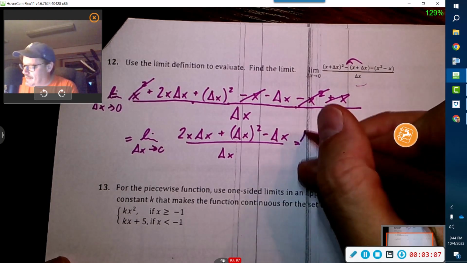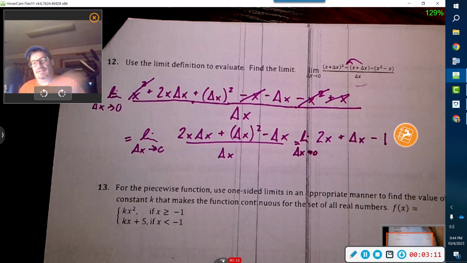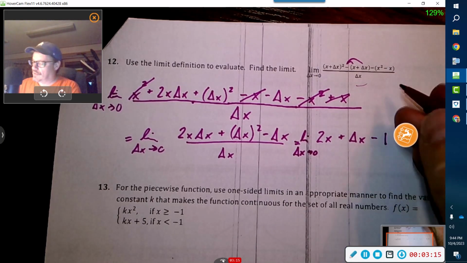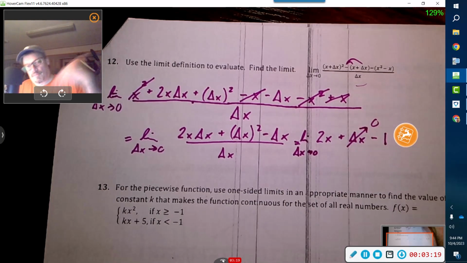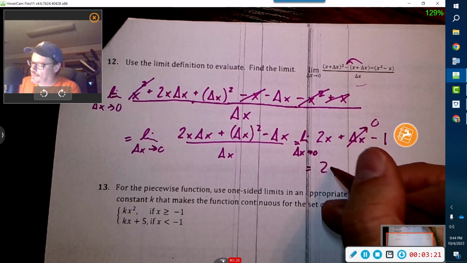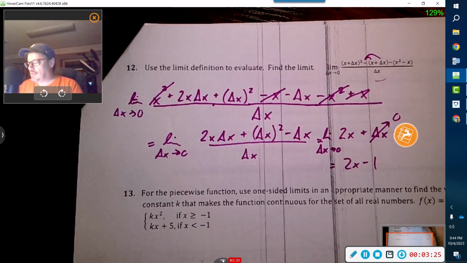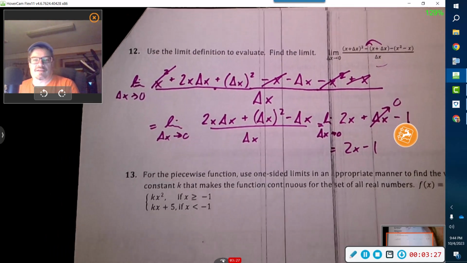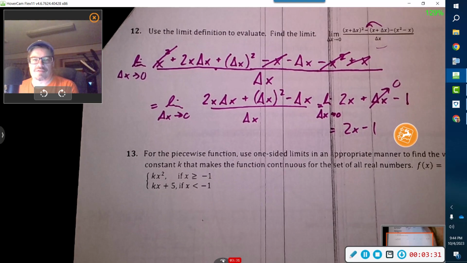Now, again, we still have not made delta x go to 0 yet, so that limit still is following us along. But now we can do a straight-up substitution. This guy right here goes to 0. We're going to plug it in, and then what you're left with is 2x minus 1. I know it would have been easier just to use an h, but I wanted you to see the delta x. It's not that big of a deal, but in the beginning, it's just better to use an h.